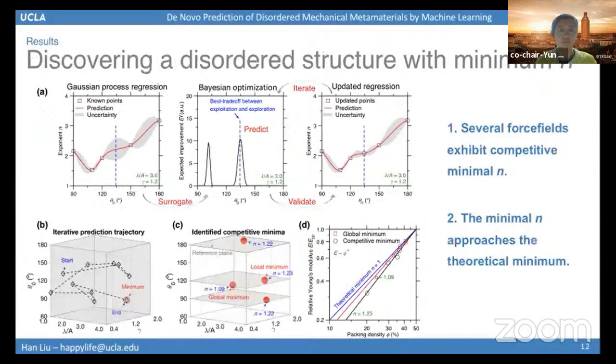We now look at the machine learning process to discover a disordered structure with minimum exponent n. During this search, several competitive phosphates with minimum exponent n have been identified, where the global minimum phosphate shows an exponent n equal to 1.09, approaching the theoretical minimum n of mechanical metamaterials, that is, n equal to 1.